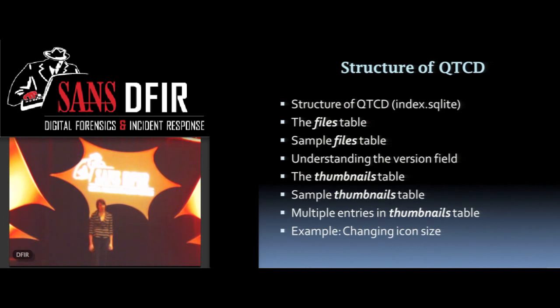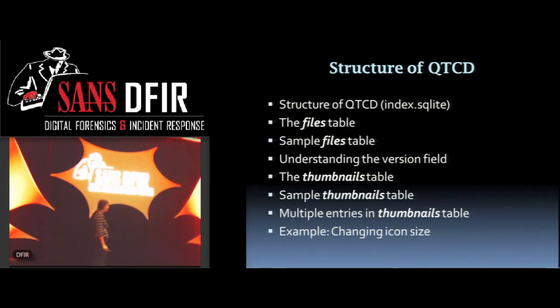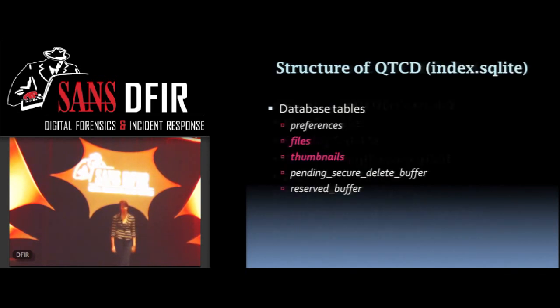Okay, so now we're getting to the structure of the database. There's lots of tables in it, but we're going to concentrate on the files table and the thumbnails table, because these are two of the most interesting tables. And look, I made them pink. So here are all 5 tables you're going to see in the database. Again, we're going to concentrate on files and thumbnails because that's where the information of interest is located.